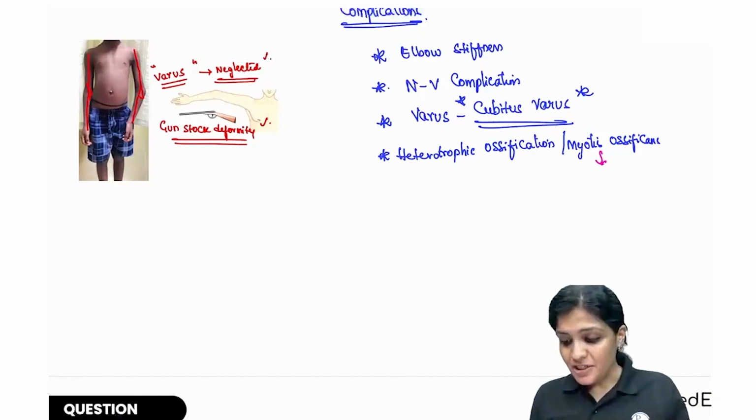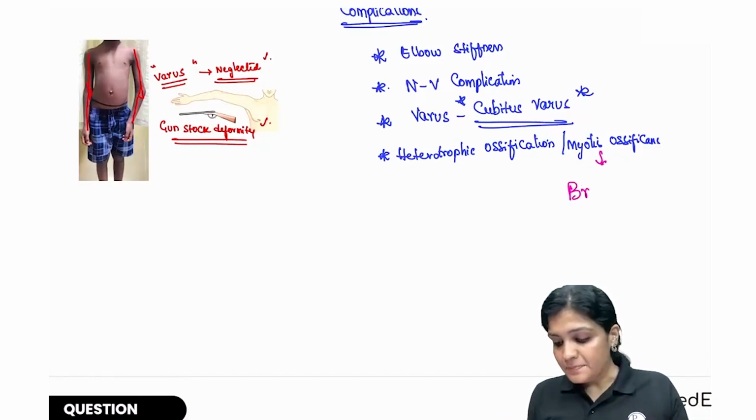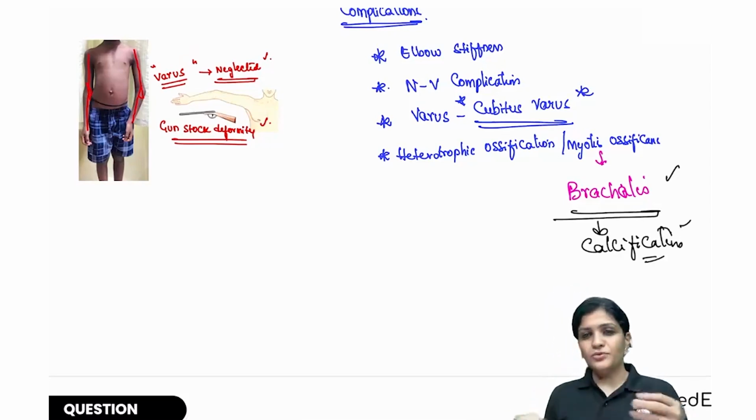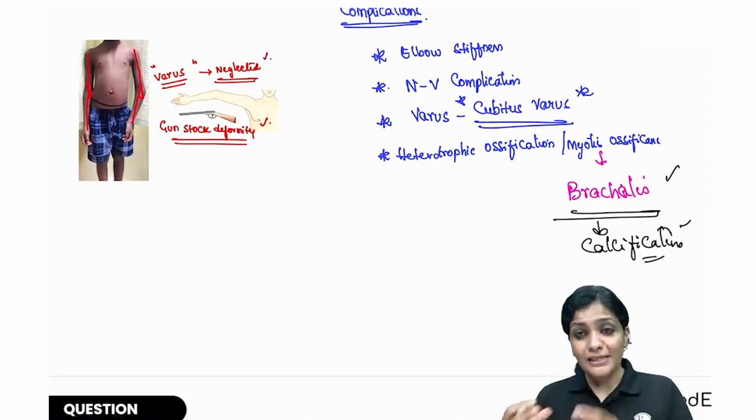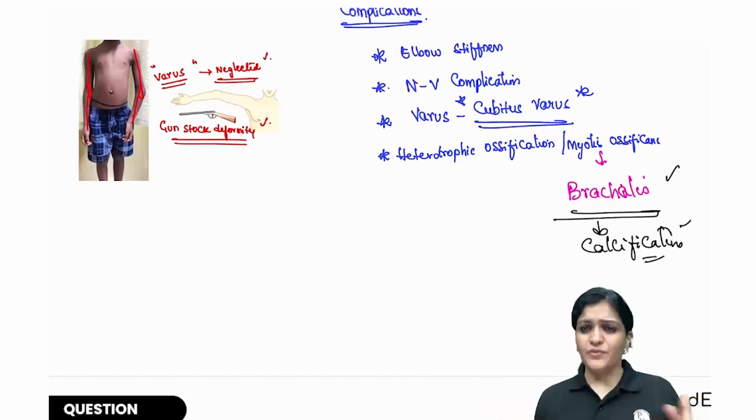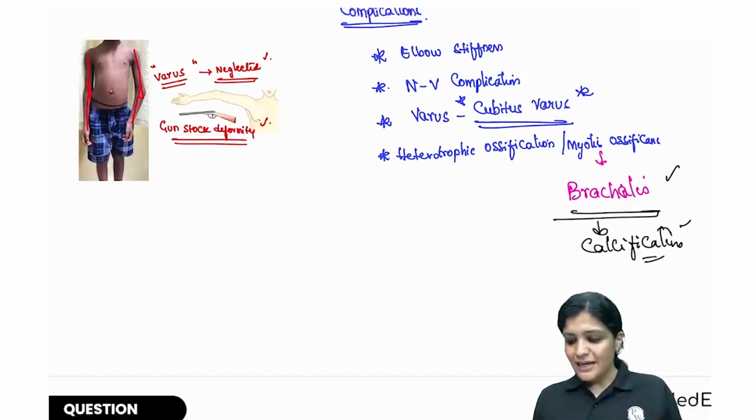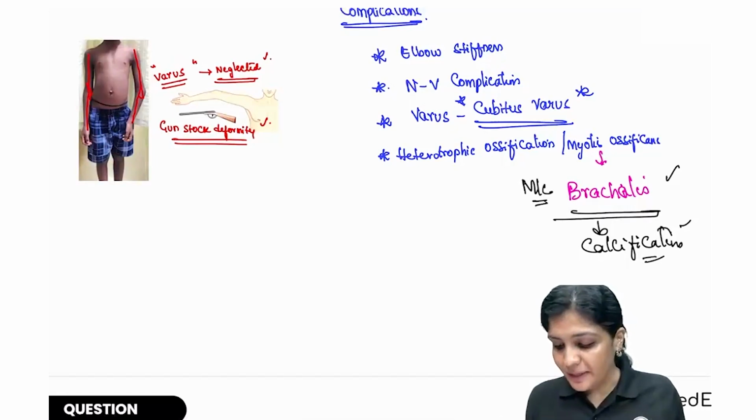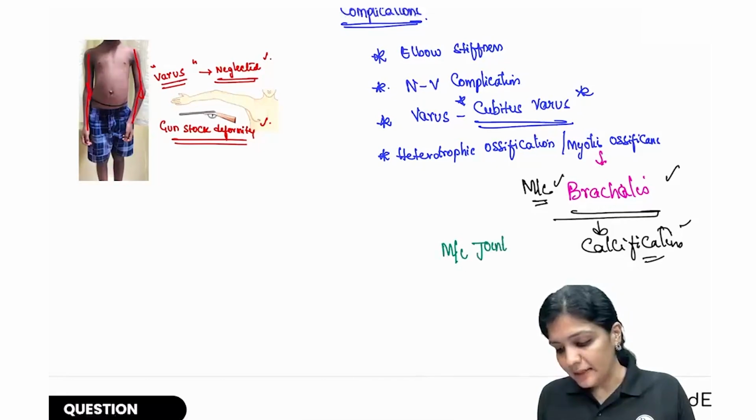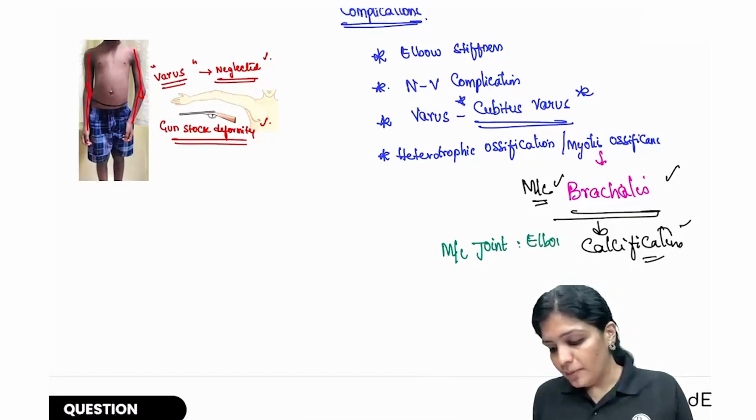Whenever you massage it, this particular muscle, which is called the brachialis, will form calcification, meaning it undergoes certain changes and produces calcium. This is called myositis ossificans. Meaning the muscle is producing the ossification, that is the calcium, right? So this is called myositis ossificans. And the important muscle which you have to remember is the brachialis, and in this myositis ossificans, the most common joint involved is the elbow followed by the hip joint.